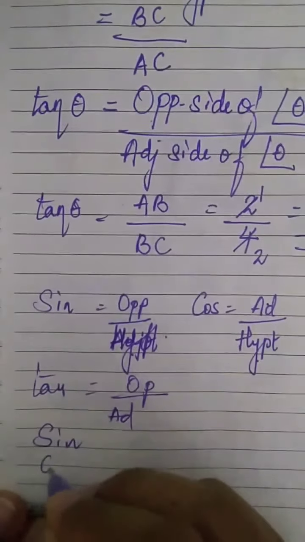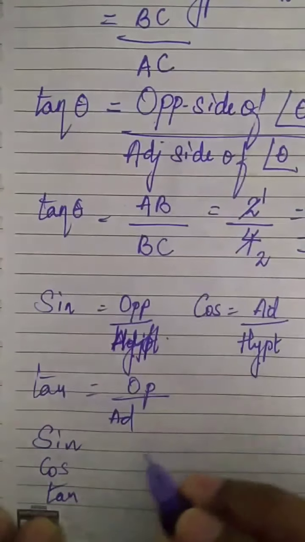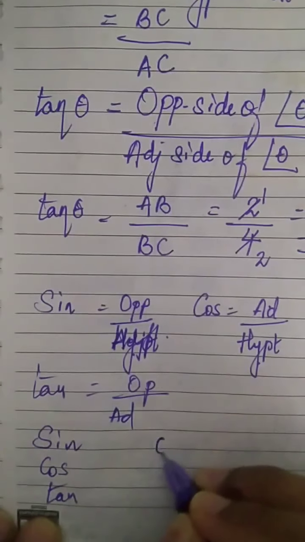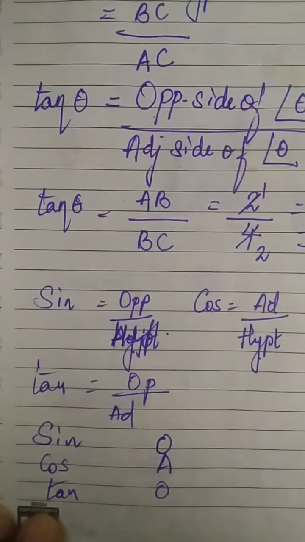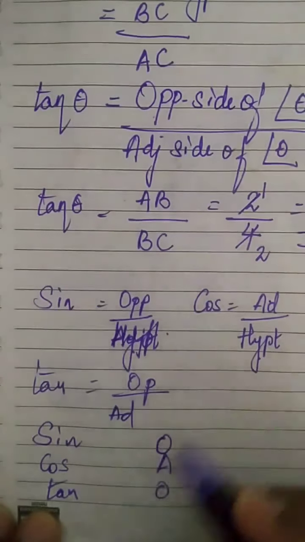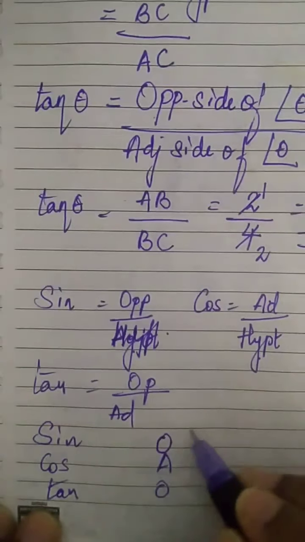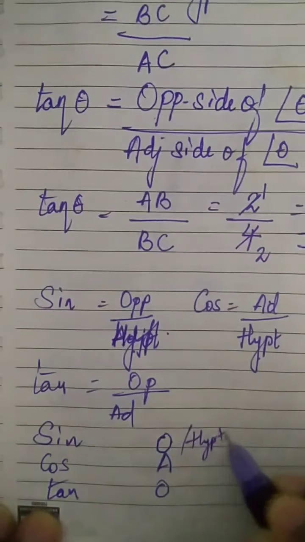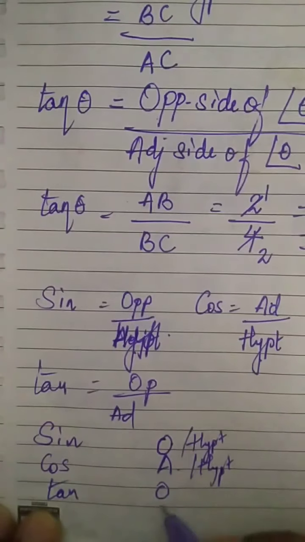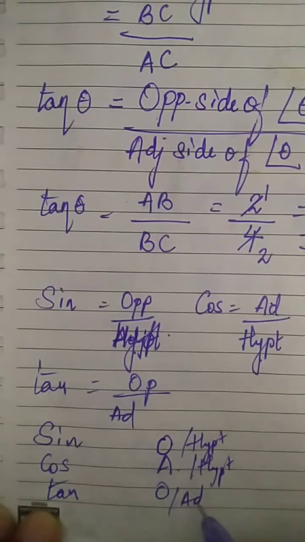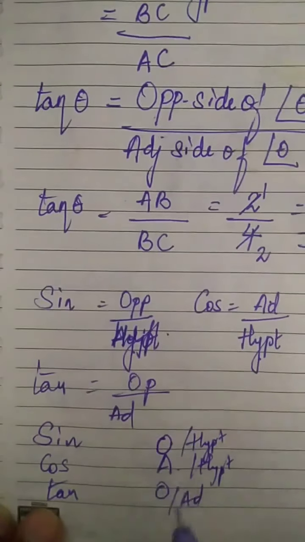Sin, cos, tan. You remember it as O, A, O. That is, sin means opposite upon hypotenuse. Hypotenuse will remain the same, no? Cos means adjacent upon hypotenuse, and tan means opposite upon adjacent. O, A, O, A. Like that you remember. Don't laugh. Remember the trigonometric ratios this way.